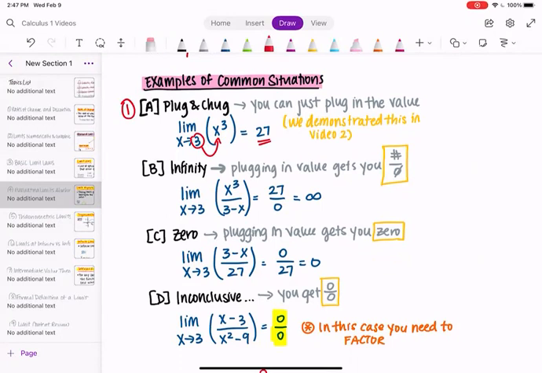So what happens in a slightly different case, right? If I plug in 3 to the top, I get 27 again. And if I plug in 3 to the bottom, I get 0. So this case demonstrates that it's possible to get some number over 0. In any situation where you get a number over 0, you approximate it as infinity, right?